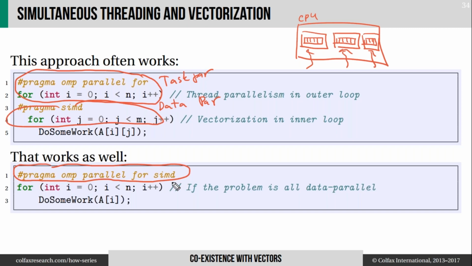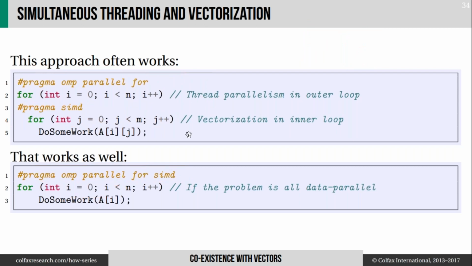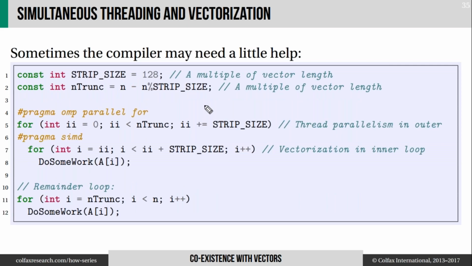Pragma OMP parallel for SIMD. It will try to glue together several contiguous iterations in i for vectorization. And then chunks of these vector iterations will be distributed across threads. This might work in some cases. In other cases, the compiler might need a little help. And this help may come in the form of strip mining, a programming technique where you rewrite a single loop as two nested loops.